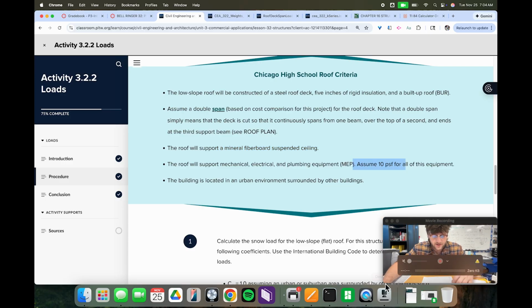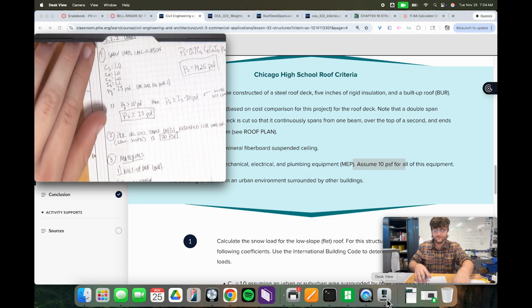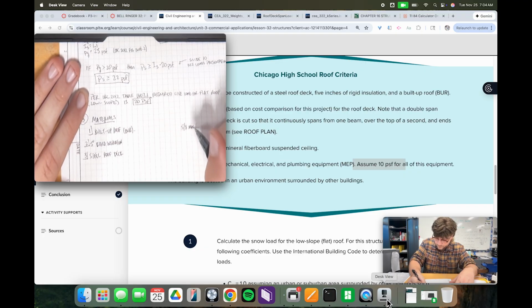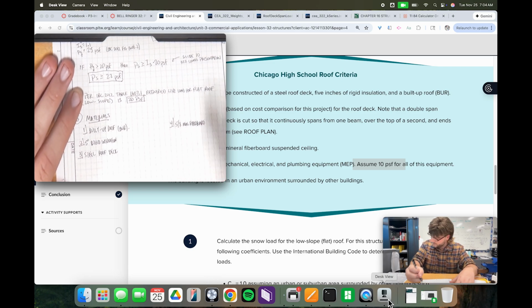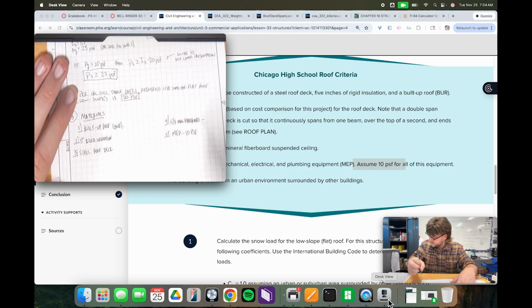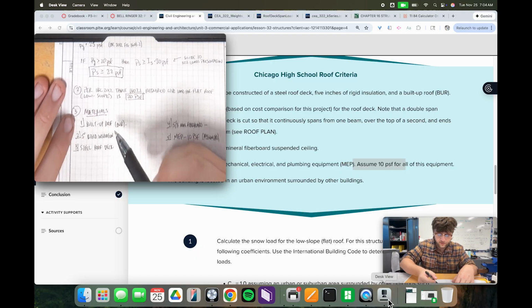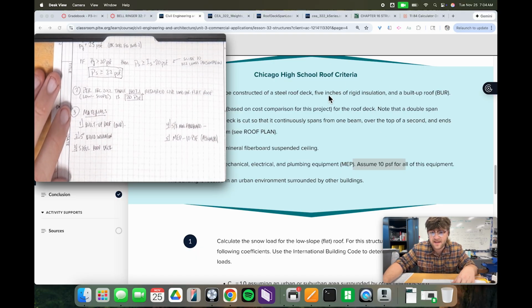So let's put these guys. Let me make sure that I'm having enough room. So 5/8 mineral fiberboard. So we write down 4 there, 5/8 mineral fiberboard. That's going to have some value. And then we got 5 here, and that's going to be the MEP. I'm going to go ahead and write this one out, 10 PSF, and that's assumed. That's what they end up telling us. So we're going to write that assumed. So we've got that there. Now we've got to go through and find these actual ones. So 5 inches of rigid insulation, the built-up roof, BUR, and then we also have the steel roof deck.